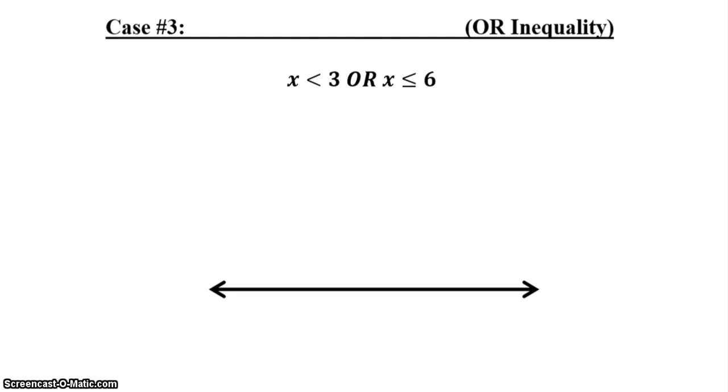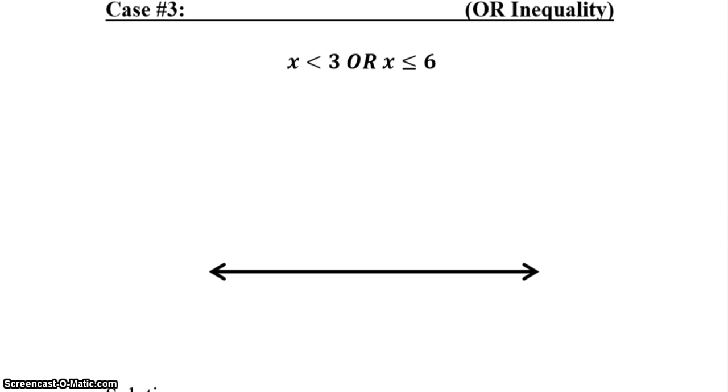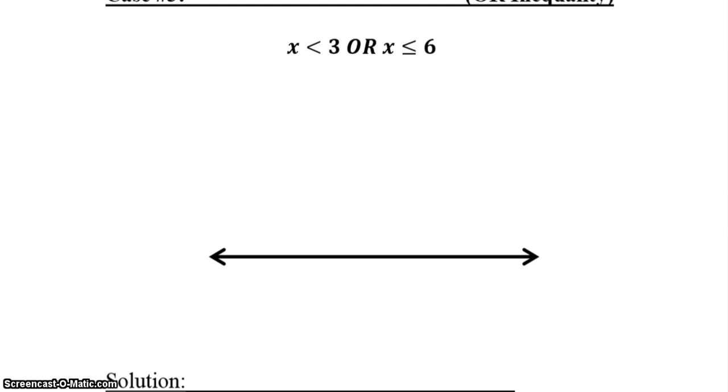Now our third case is back to the OR, but instead of covering the whole number line, these will overlap and you'll see part of the number line covered. So what we have is x is less than 3, which is an open circle, and it goes to the left. And we have x is less than or equal to 6.